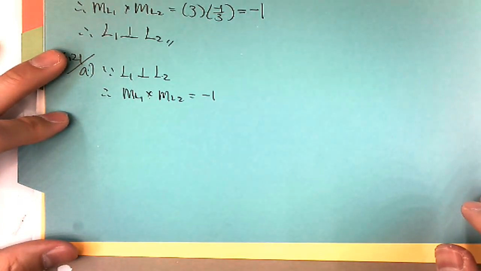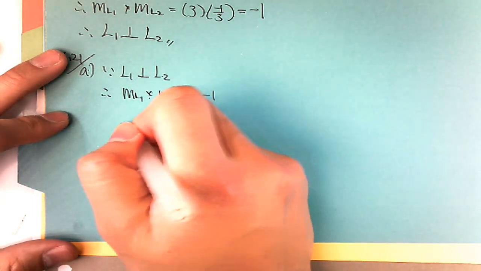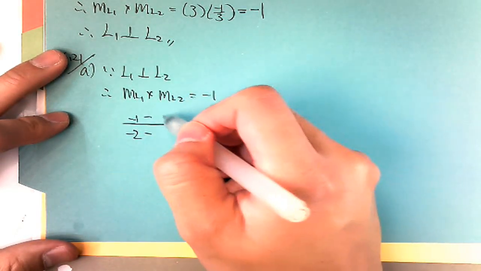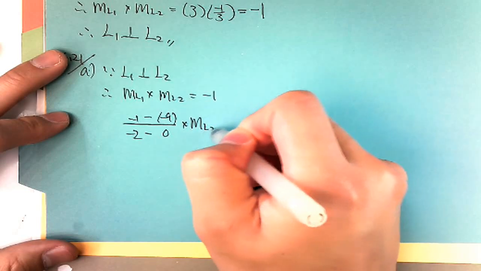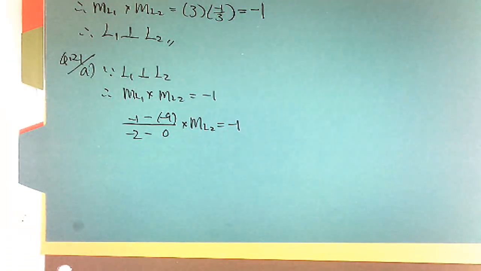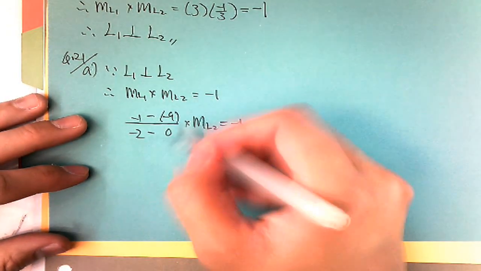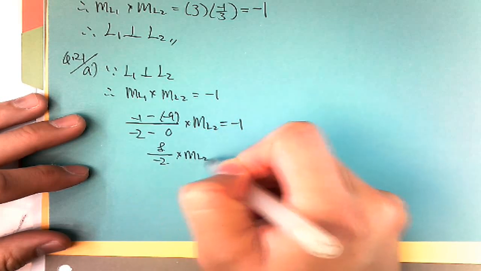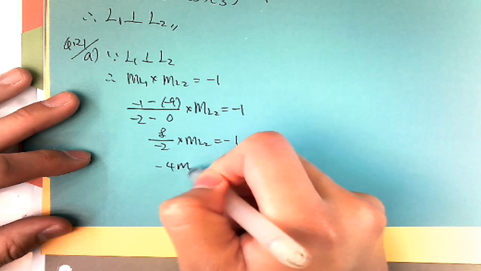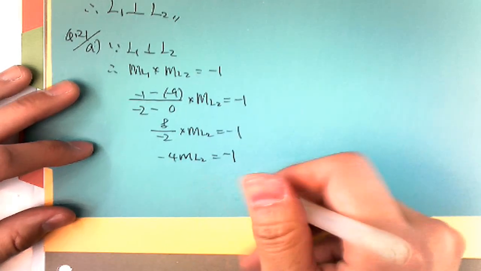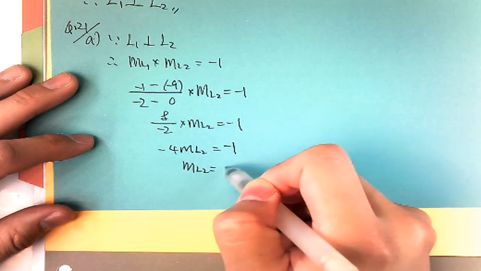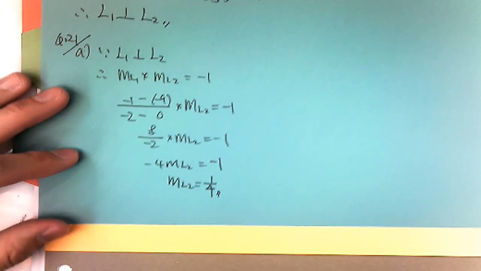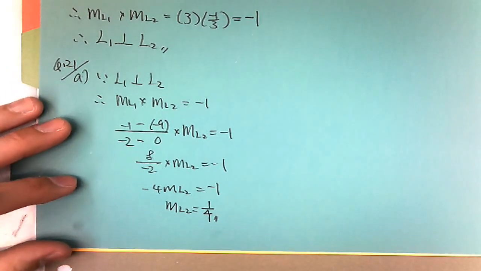So can you calculate the mL1? Yes, because you have already been given 2 points. Okay, it's -1 minus -2 here, and then -9 minus 0, times mL2 equal to -1. Is it okay? So calculate this number first. It is actually 8 here, -2, it's -4 mL2. Divide both sides by -4 and cancel the minus sign, you get the slope of L2 equal to 1/4. Understand? So keep going.